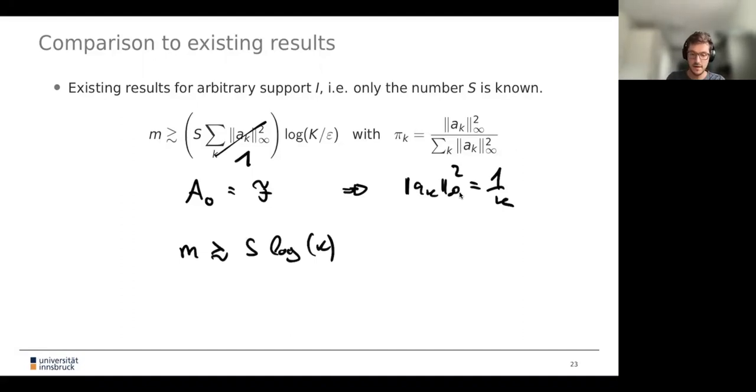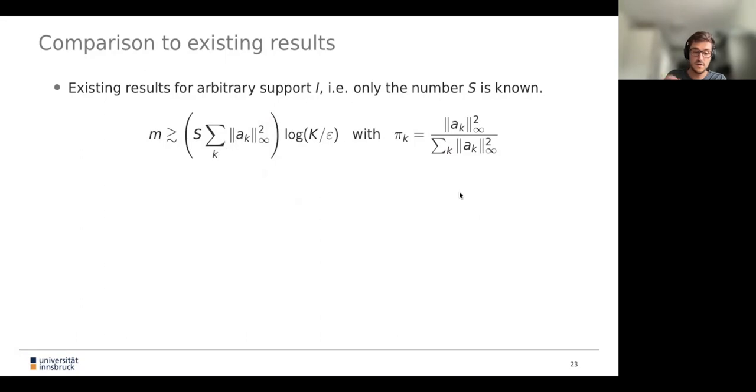If, on the other hand, we have a very coherent matrix, so the coherence is very big, for example A0 equals the identity matrix, then each AK is just the basis vector EK, and the sum of these coherences is going to be K. So this lower bound then breaks down and would say you should sample multiple times the whole space in order to guarantee recovery. This is basically the reason why people started to take the structure of the signals into account. Here, we assume no structure in the support, only that the number S is known.